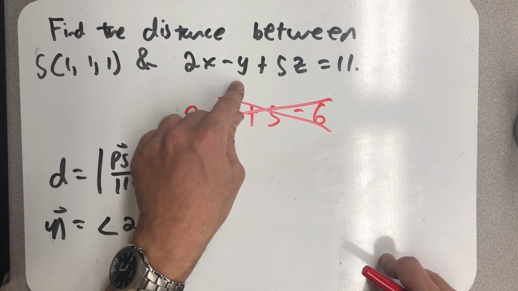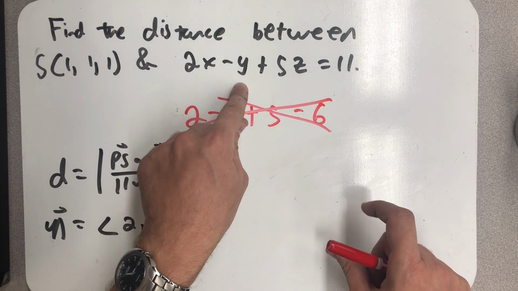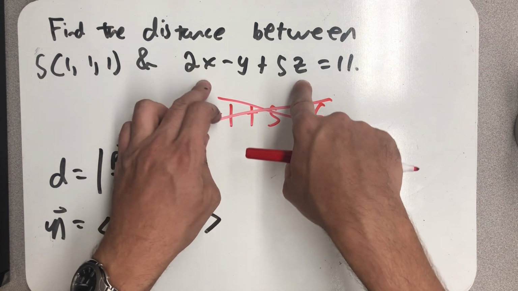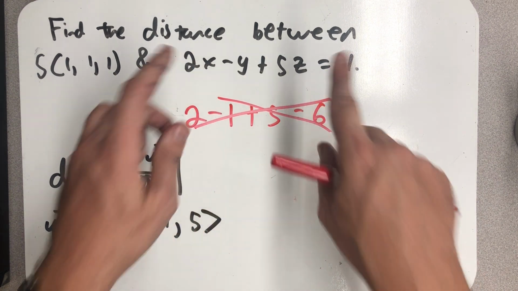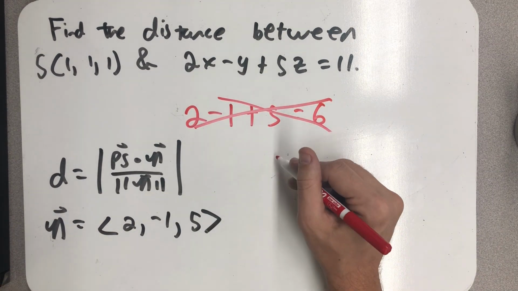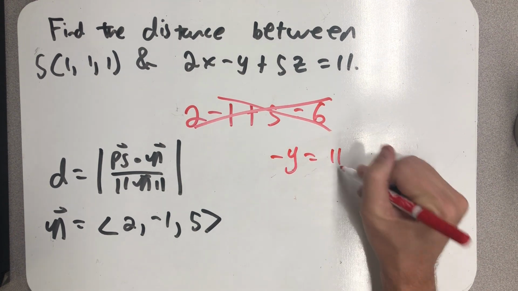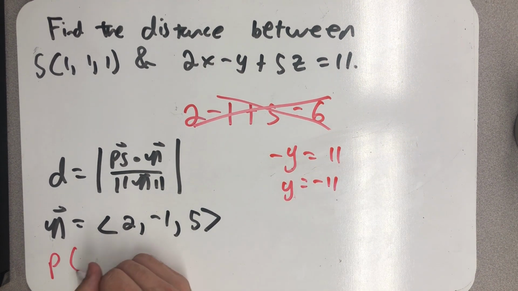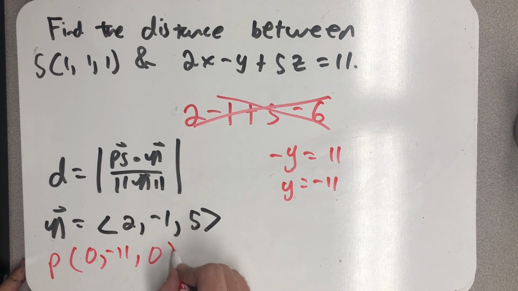If I want the spot where the graph crosses the y axis, I just need to plug in 0 and 0 for x and z, because on the y axis, both x and z are 0. So that's what I want to do here. I'm going to plug in x equals 0 and z equals 0. So minus y is equal to 11, y is equal to minus 11. The point P I'm going to use is (0, -11, 0).